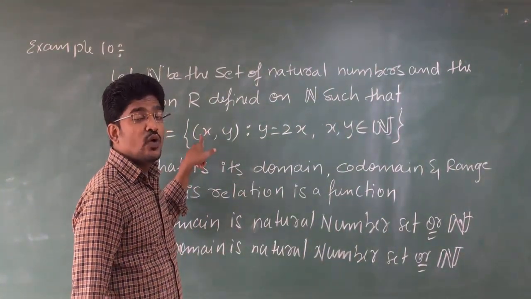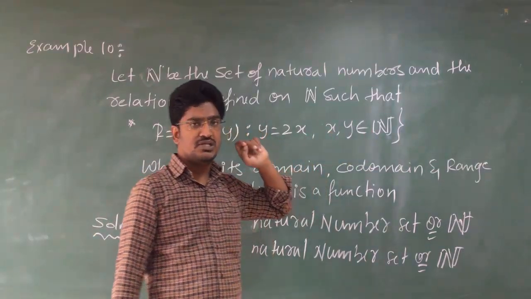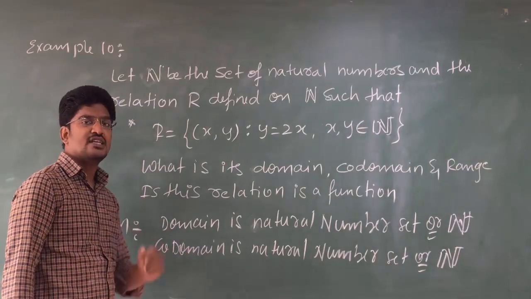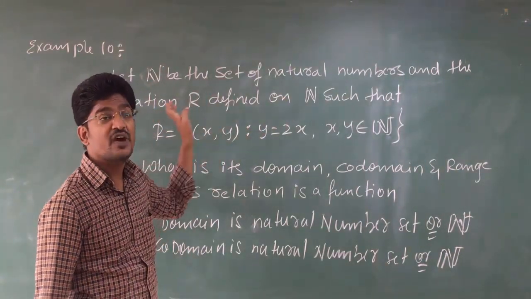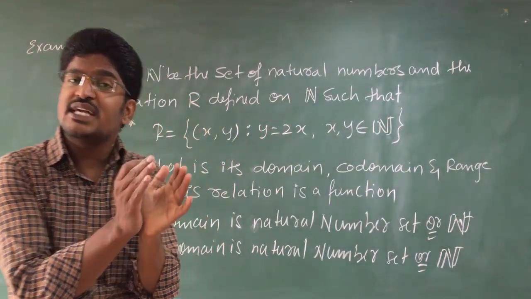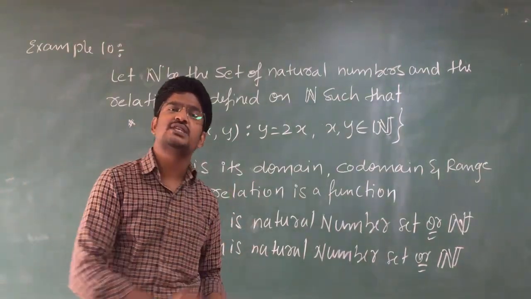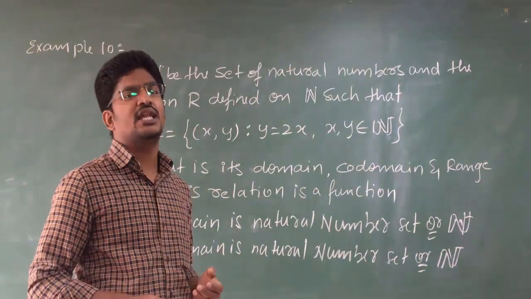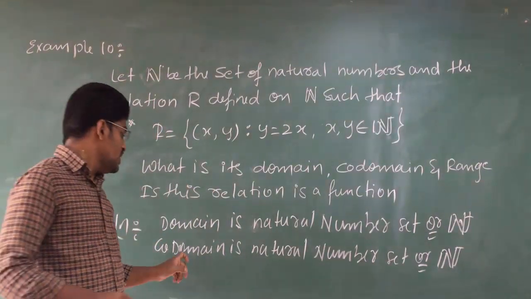Why is the domain the natural number set? See, x belongs to natural numbers. So that's why the domain is the natural number set. Codomain, you see, the relation is defined on N. That's why they have given only one set to define the relation. That means they are applying Cartesian product with the same set, N cross N. So for that reason, the same N is going to be the codomain.